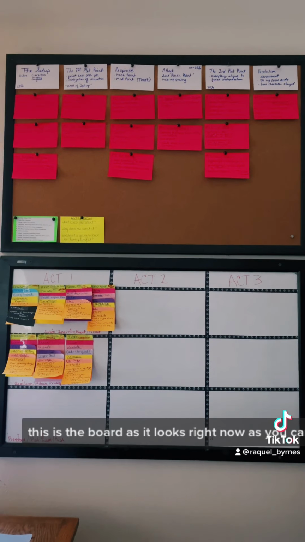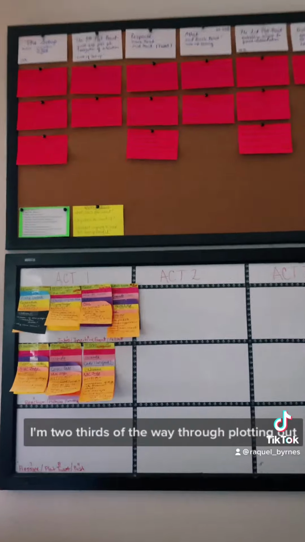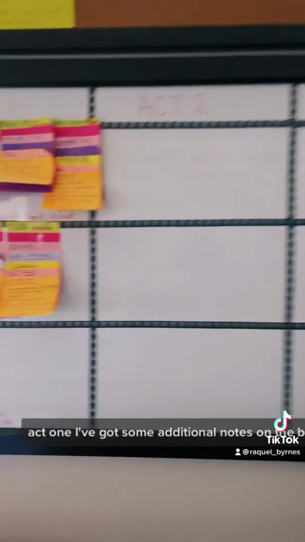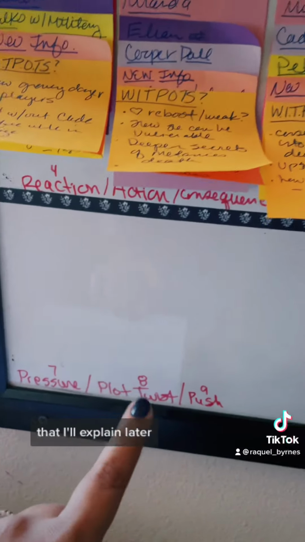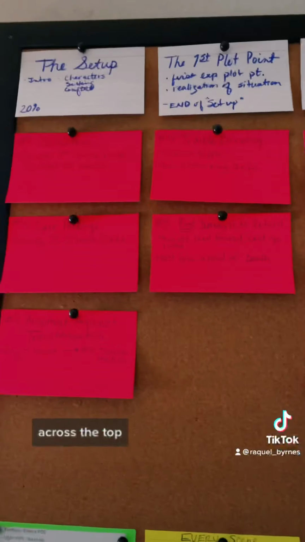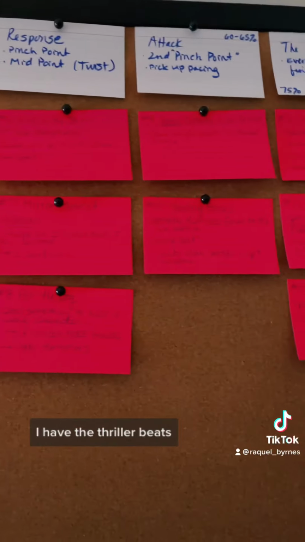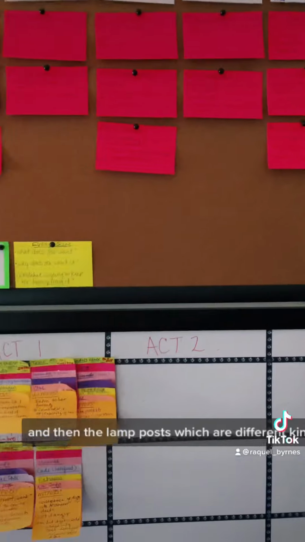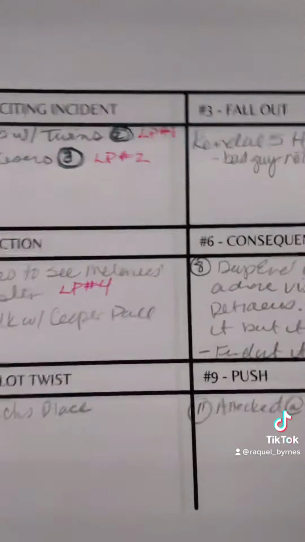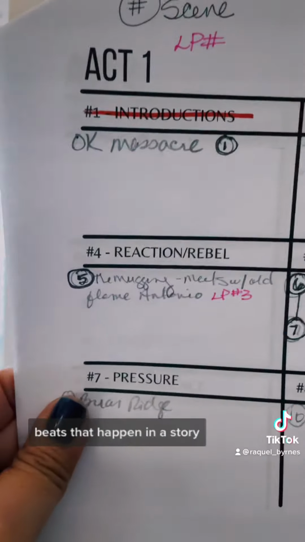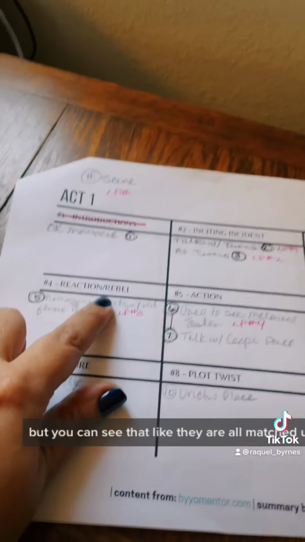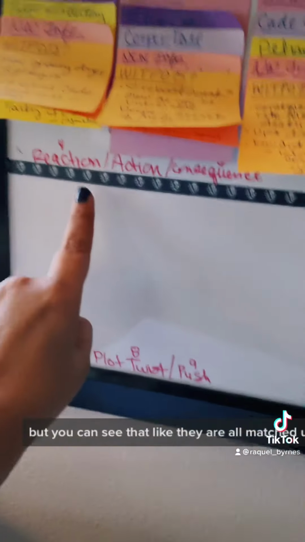This is the board as it looks right now. As you can see, I'm 2/3 of the way through plotting out Act 1. I've got some additional notes on the bottom that I'll explain later. Across the top, I have the thriller beats, which are everything that needs to happen in the story of my genre, and then the lampposts, which are different kinds of beats that happen in a story. I've also transferred them onto this for just easier view, but you can see that they're all matched up.